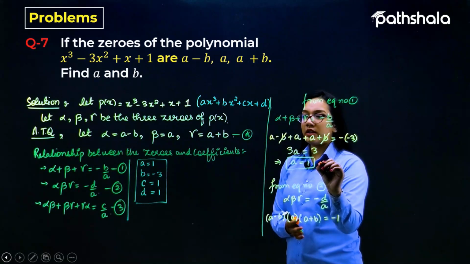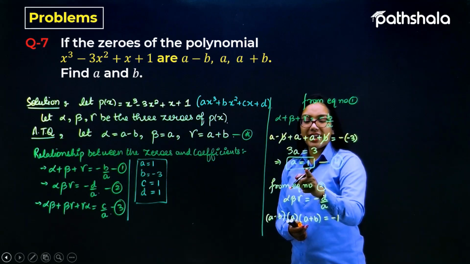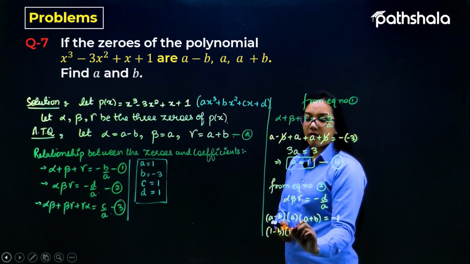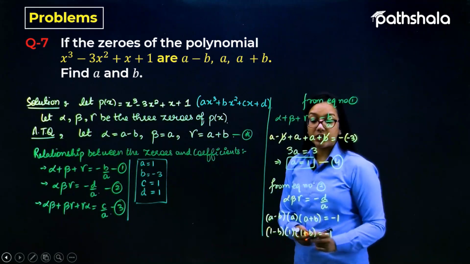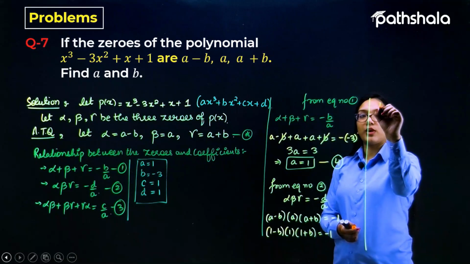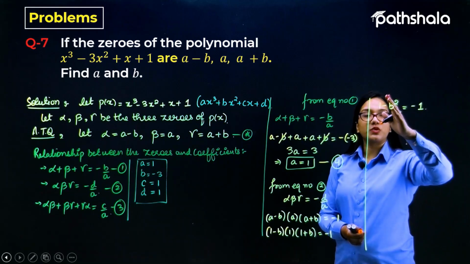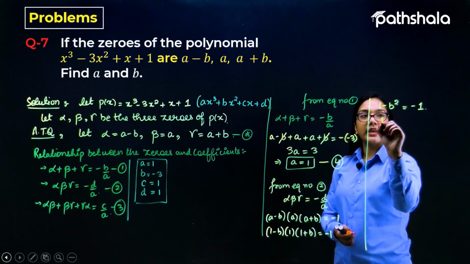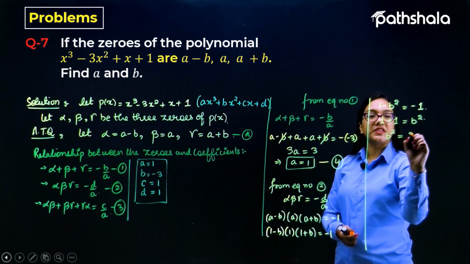Let me call it equation number 4. Substitute the value a as 1 in this equation. We will get 1 minus b into 1 plus b, which is equal to minus 1. Further, we can use the algebraic identity (a minus b)(a plus b) to get 1 minus b square, which is equal to minus 1. Let's transpose b square to the other side, and minus 1 to the left-hand side. So we get 1 plus 1 equal to b square. At the end, b square is equal to 2.